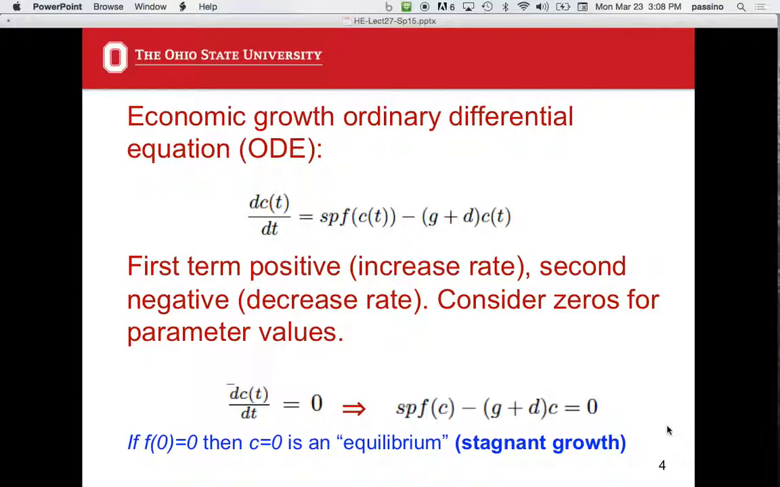Okay, so keep in mind, the first term forces increases in wealth. This forces decreases in wealth. The way these two relate will say whether we'll end up going up or going down or staying the same.